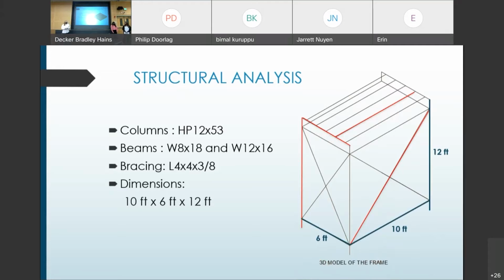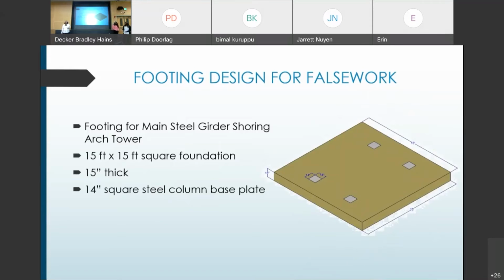So based on the loads that were applied to our frame, we designed the footing. We designed a 15-foot square footing with an overall thickness of 15 inches to support the frame. On top of the slab, it will include four 14-inch square steel column base plates to support the columns of the tower.